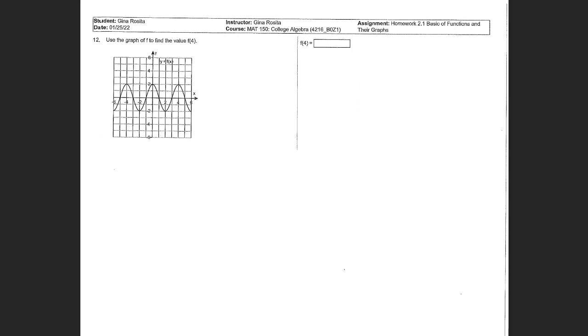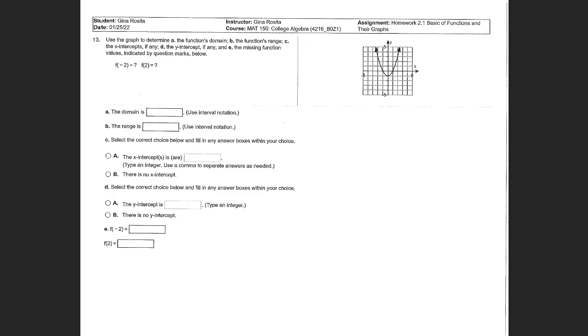Use the graph of f to find the value f of 4. Remember f of x. You asked about f of 4. So we're looking for x equal 4. Yeah. So which one is x equal 4? This is x equal 4. Go up. So the answer is 2. So the answer is 2. Go to the next one.